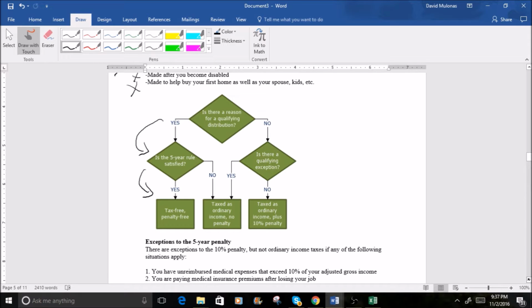Now you're saying, you know what, in this case, let's flip it over and say, no, I don't have that. I don't have a qualifying exemption. So I'm not meeting the rule, and therefore, because it's before 5 years, and I haven't met any of these things up here, if I take money out, I have to pay my ordinary income tax plus a 10% penalty. So you really have to look at this and decide, how would this happen to me?